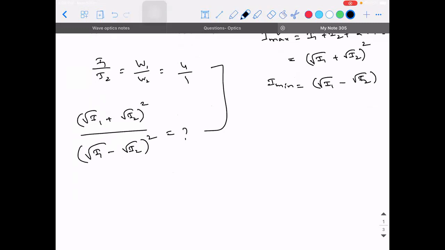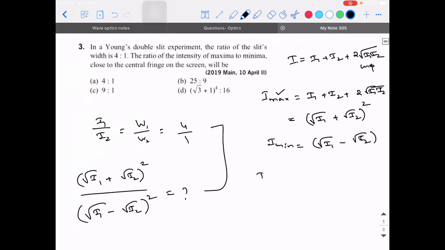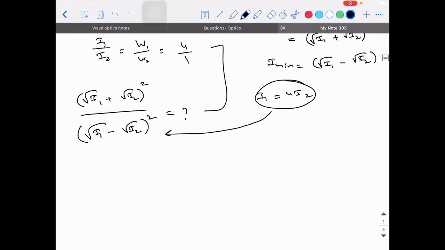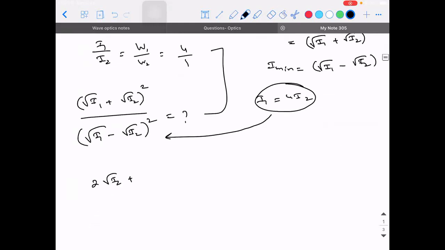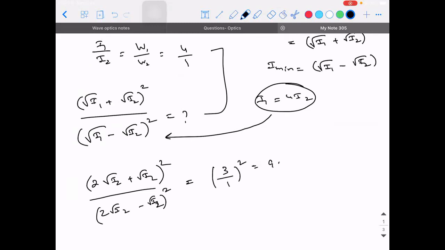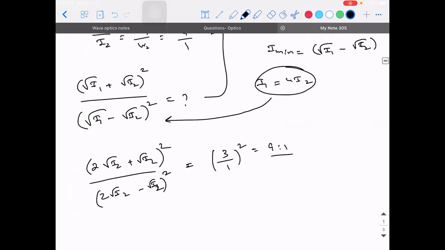9 by 1, sir. That's right. So what did you do? I1 is equal to 4 times I2. Take it and substitute it here, you will get the answer. So 2 root of I2 plus root of I2 divided by 2 root of I2 minus root of I2, the whole square is equal to 3 divided by 1, the whole square, that is 9:1. Guys, I hope it is easy and clear.